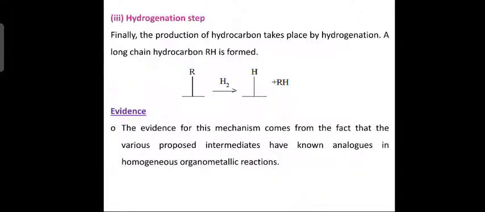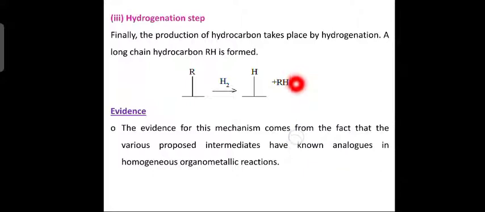Next slide. The third step is called the hydrogenation step. Finally, the production of hydrocarbon takes place by hydrogenation. A long chain hydrocarbon RH is formed. So this R will combine once again with H2, giving what? R and H will combine, so H will add here. So RH, what is RH? RH is nothing but a long chain hydrocarbon.